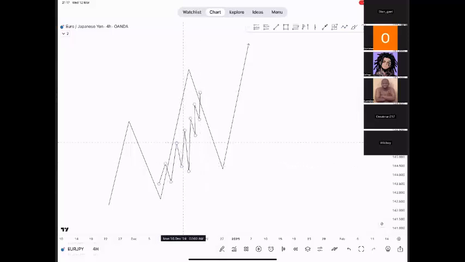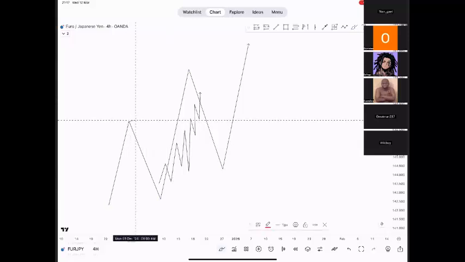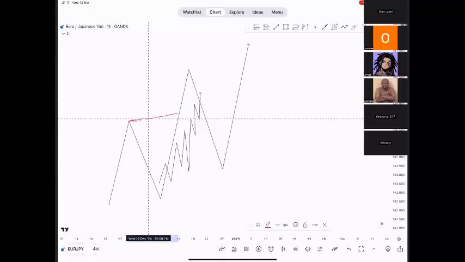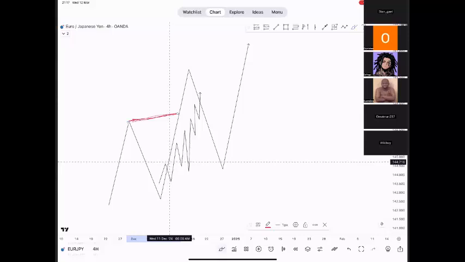Remember that this is the external break of structure here. The point at which price takes out a previous high on a higher time frame, right? This is the external break of structure. But inside of this leg, you have too many break of structures going on. And this is one thing that confuses traders when it comes to mapping out structure.